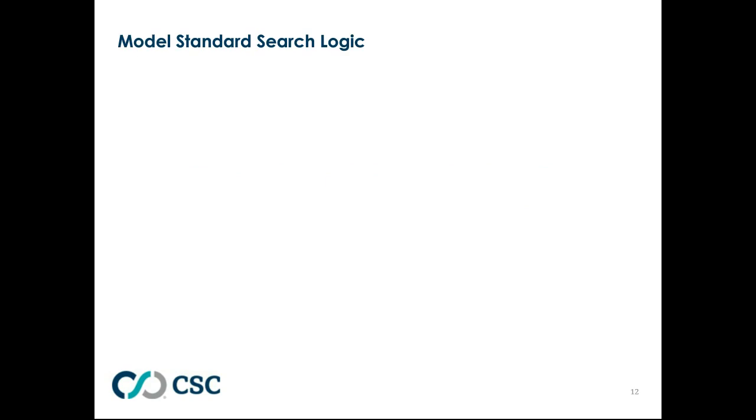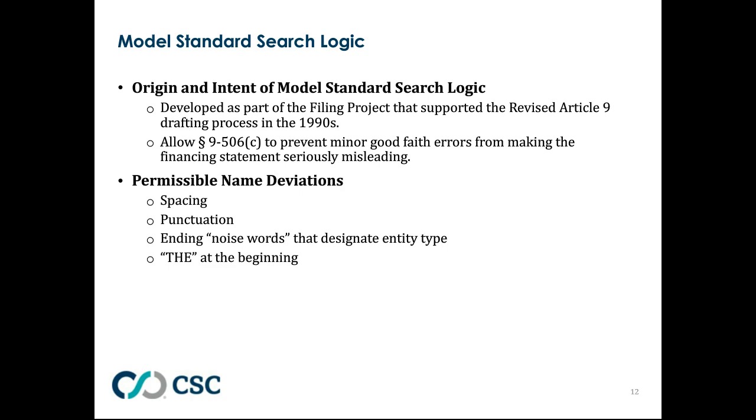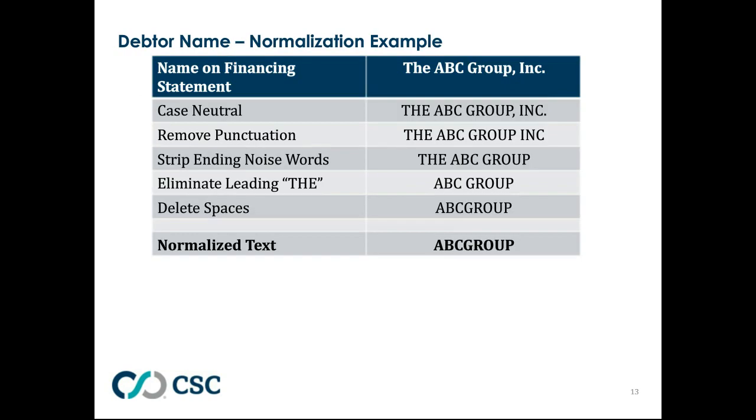And to understand what type of protection Section 9-506(c) really provides, it's important to understand the model standard search logic. So I'm going to explain that a little bit here. First, the model standard search logic was developed as part of the revised Article 9 drafting process back in the 1990s. The idea was that because the debtor name rules were changing to a more precise standard, the search logic should help compensate a little bit for good faith minor errors in things like spacing, punctuation, ending noise words, "the" at the beginning of the name, and that type of thing. And the way it does it is through a normalization process that's set forth in the model administrative rules for Article 9, which are promulgated by the filing officers' organization, IACA.